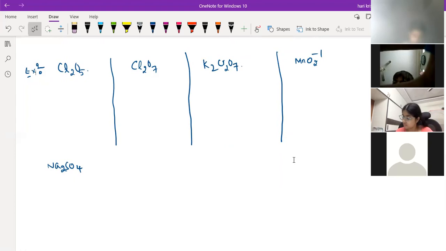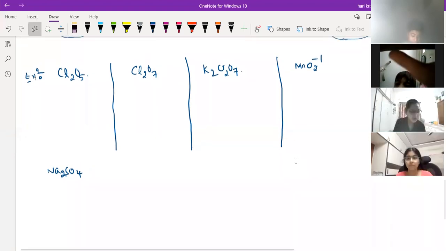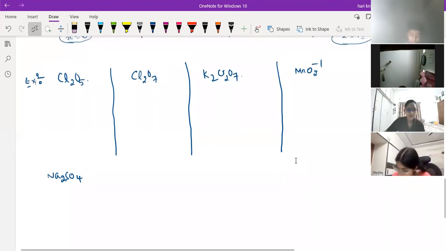Can you repeat? First and second case, you have to find out for the chlorine. Third one, you have to find out for the chromium. Fourth one, you have to find out for the manganese. And fifth one, you have to find out for the sulfur.